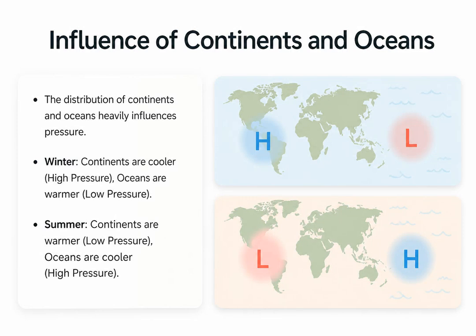The distribution of land masses and oceans plays a massive role in where these pressure cells form. Land and water heat up and cool down at different rates. During winter, continents lose heat quickly and become much cooler than the surrounding oceans, leading to the development of high-pressure centers over land. But in the summer, the situation flips. The land heats up rapidly, creating low pressure, while the relatively cooler oceans develop high pressure.